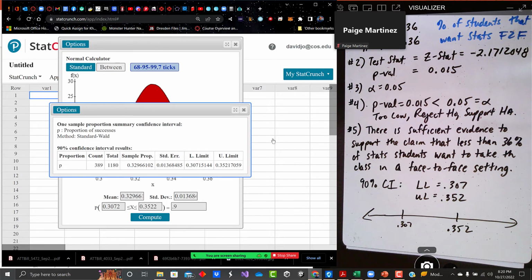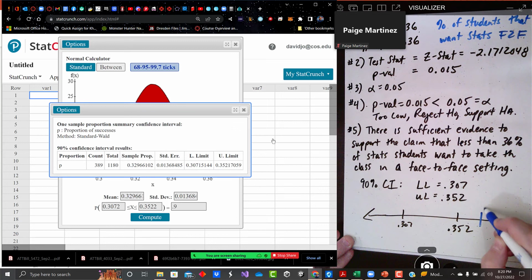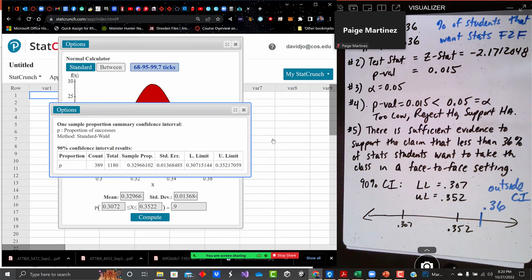The percentage we have was 0.36, 36%. So it's outside our CI. Which means the 36% is probably wrong. Which means less than 36% works. Those are the steps.